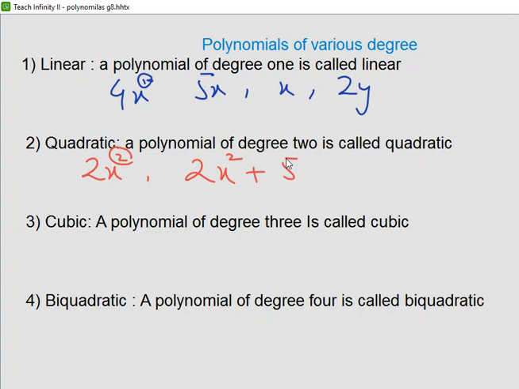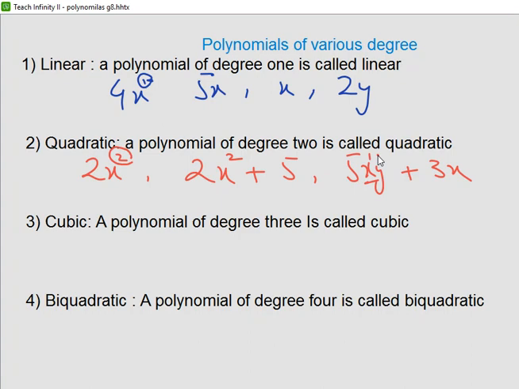Here is another example, like 5xy plus 3x. If you look here, the highest degree of this polynomial is 2. Here 1 and 1 will be added, so it is also a quadratic polynomial because the highest degree is 2. Okay, the next one is cubic.